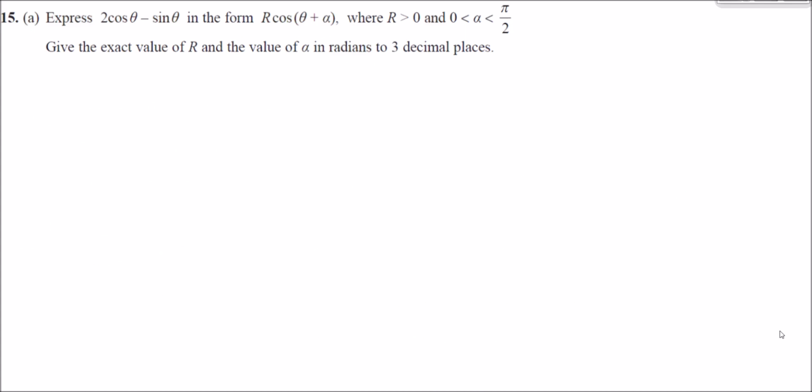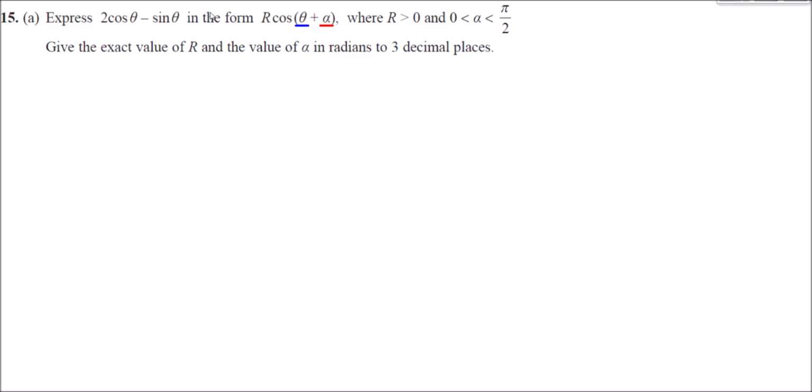15 part A: express 2 cos theta minus sine theta in the form r cos(theta plus alpha), where r is greater than 0 and alpha is between 0 and pi over 2. Give the exact value of r and the value of alpha in radians to 3 decimal places. So this here is a compound angle formula question. We need to put this, which is in terms of cosines and sines, into a single cosine. So this is in terms of thetas and alphas.